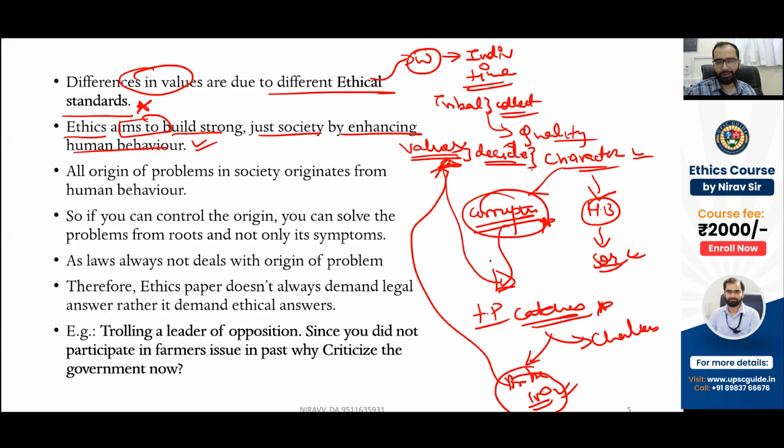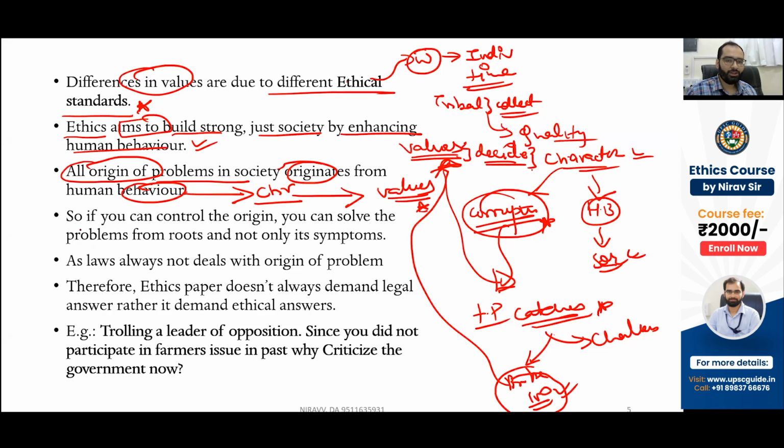We see corruption as normal. So now see this, the origin of all the problems in the society is human behavior, and where does the origin of human behavior come from? Human character. And where does human character come from? From the values. So if you can control the origin, you can solve the problems from the roots and not only the symptoms.